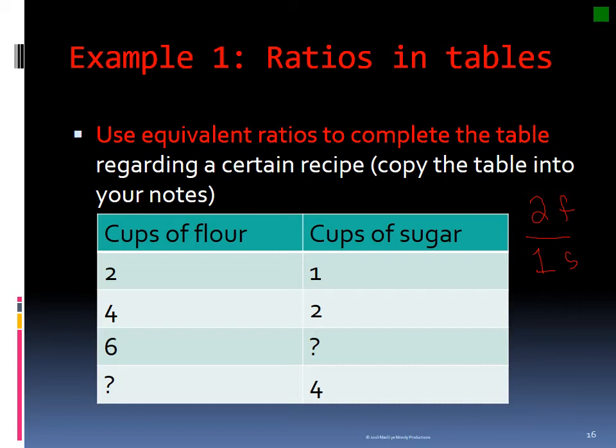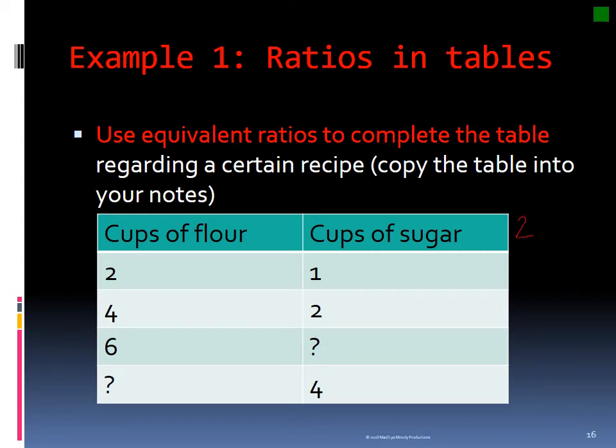Well, if I look at 4 cups of flour and 2 cups of sugar, that is equivalent, because when I divide my numerator by my denominator, 2 divided by 1 is 2, and 4 divided by 2 is 2. So those are equivalent ratios. And since I know that I need my ratio to simplify into the number 2, or 2 over 1, I can use that to figure out this question mark right here.